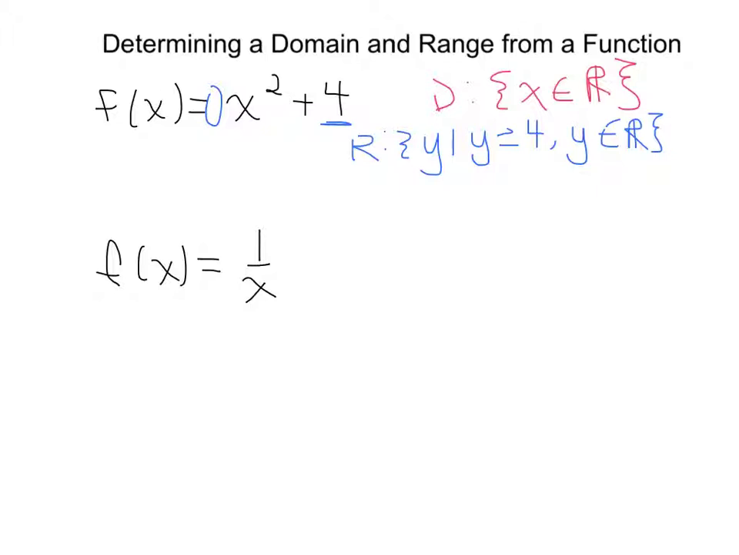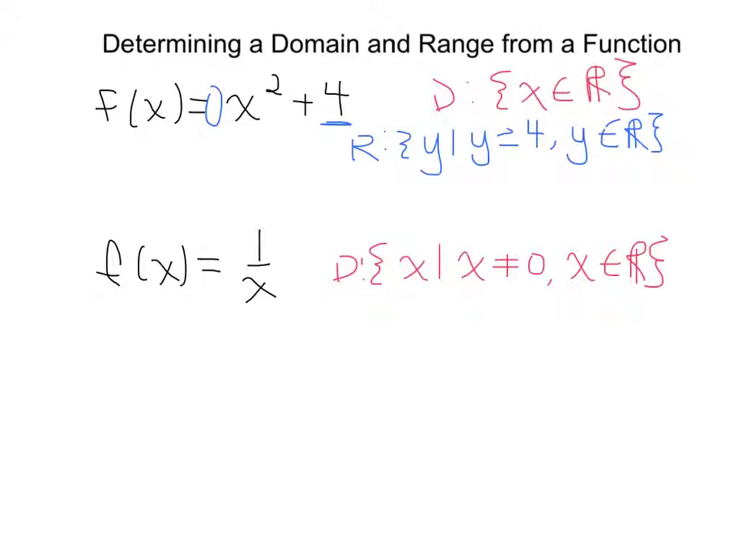So I think that everything else will work, which means that our domain is x such that x does not equal 0, where x is an element of the real numbers. So that tells you it's everything except for 0 on the real number line.